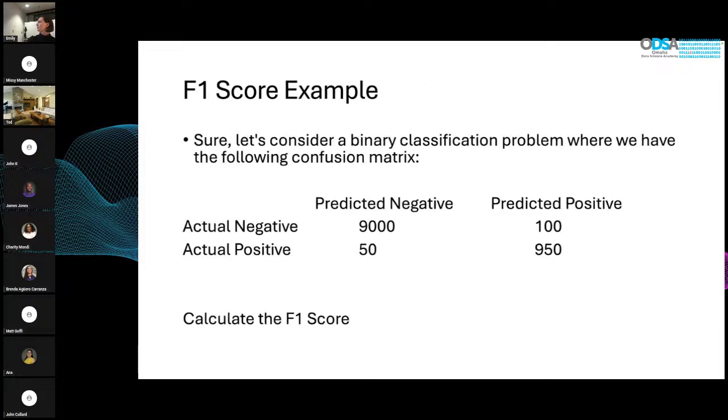Okay, F1 score example. Let's walk through an example with this. Let's consider this binary classification problem where we have the following matrix: 9,000, 100, 50, 950. Might look kind of familiar here. Let's calculate the F1 score for this. So take just a minute and calculate the F1 score.